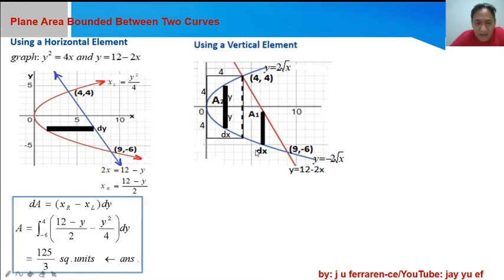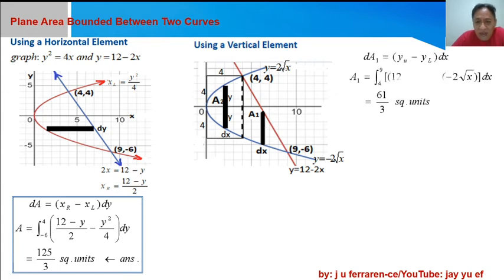A1, and this is a vertical element. So, by the formula earlier, we say it is y at the upper minus y at the lower times the dx. Okay, so integrate to have the summation of all these areas. So we have A1 which is equal to, what is y at the upper?